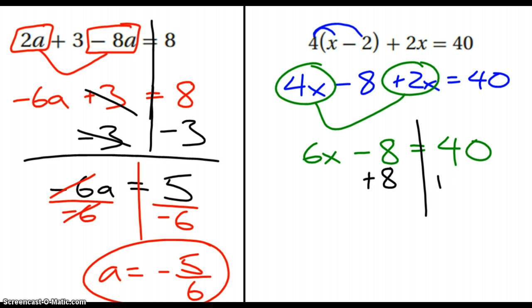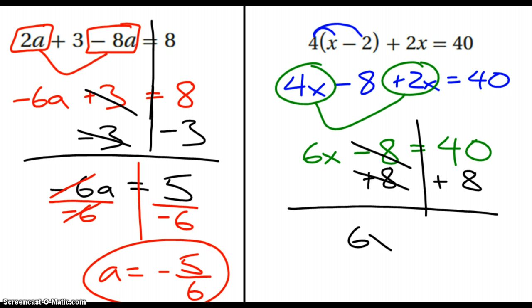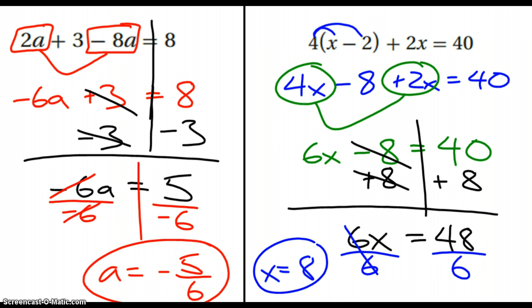Add 8 to both sides. Always look to add or subtract something over first. We're left with 6x equals 48. And then we will divide by 6 on both sides, since we're multiplying x by 6. And x will equal 8.